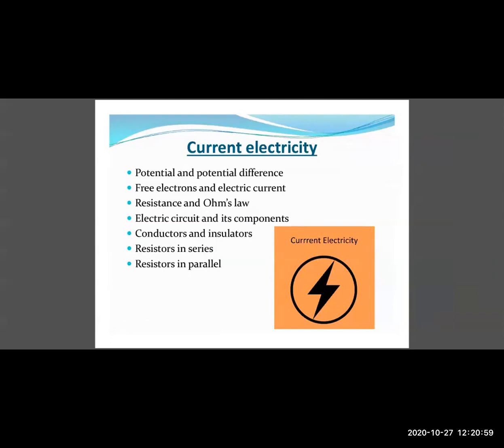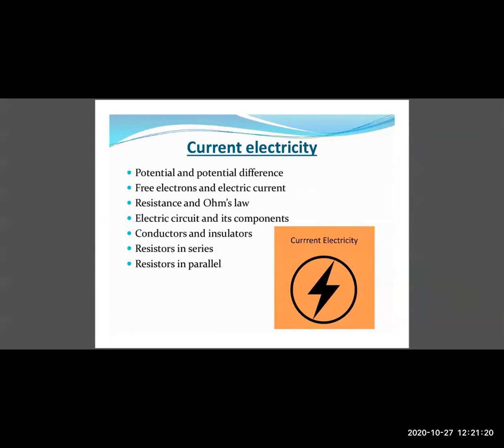The first point will be potential and potential difference. Here we are going to learn about exactly how potential difference is generated, what exactly potential difference is, right? How it is measured and the unit for measuring potential difference. Here we are going to see with the help of various examples exactly what potential difference is, right? And how it correlates with electricity.